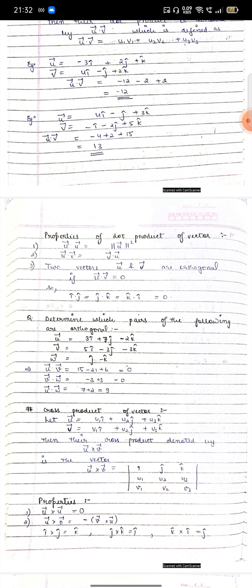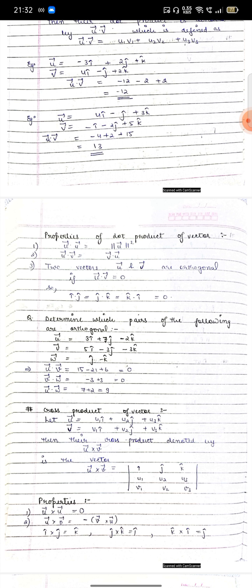Now some properties of the dot product of vectors are: first, u vector dot u vector is equal to mod of u vector square. Second, u vector dot v vector is equal to v vector dot u vector. Third, two vectors u vector and v vector are orthogonal if u vector dot v vector is equal to 0.